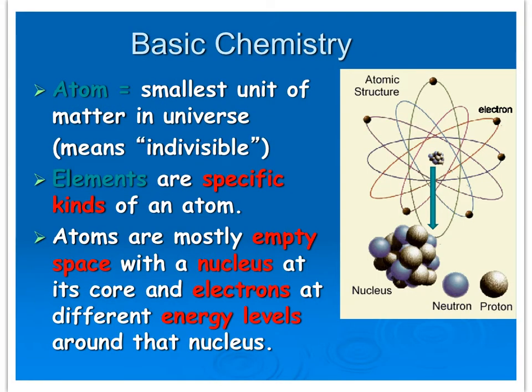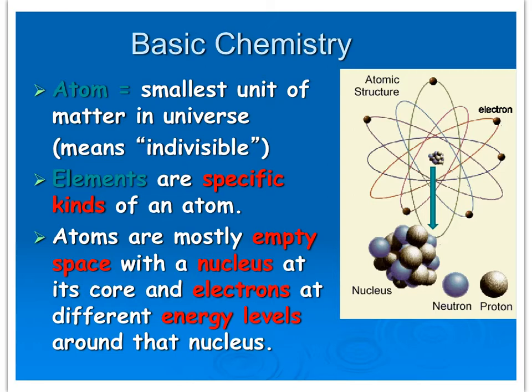So, basic chemistry really starts out with atoms. So, atoms are the smallest unit of matter in the universe. The word atom itself actually means indivisible. We know now that, of course, it's not totally indivisible because atoms themselves are made up of smaller particles, neutrons, protons, and electrons. But that's okay.